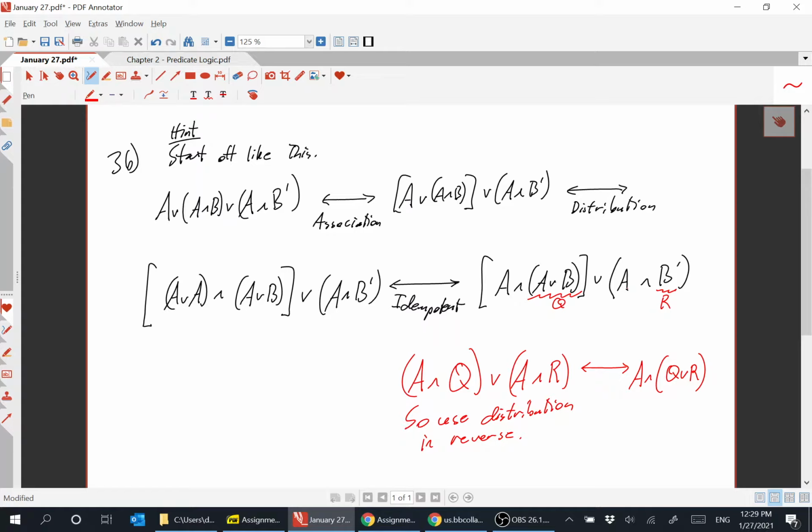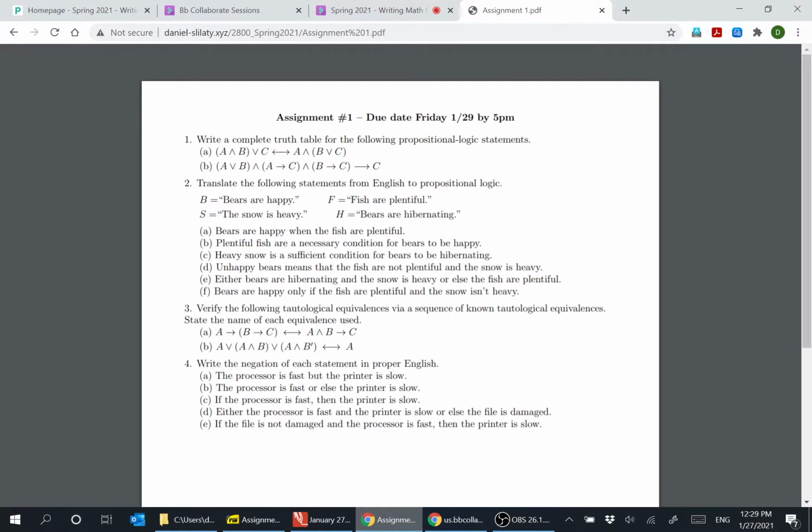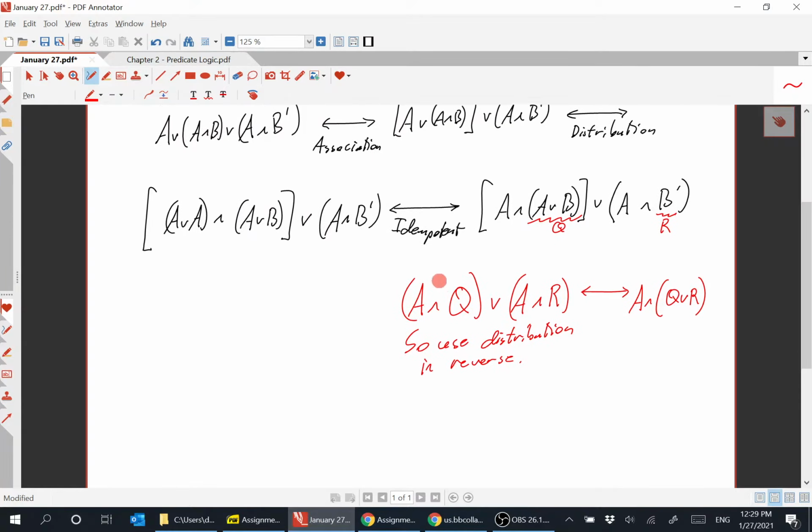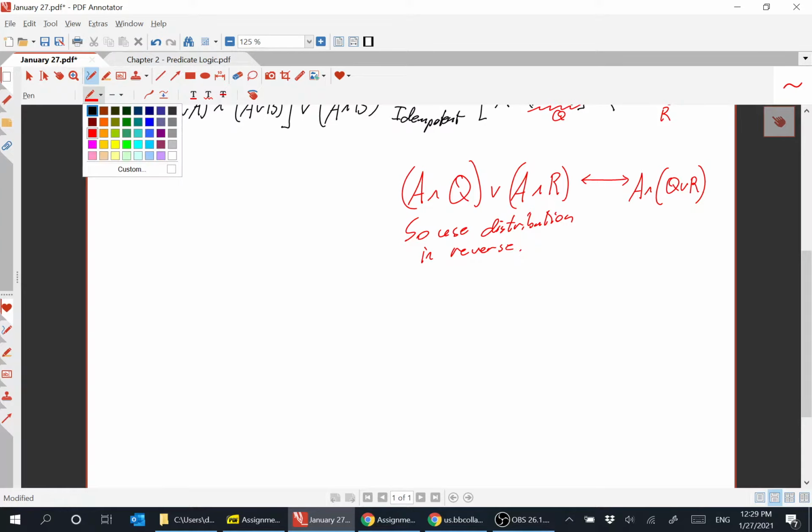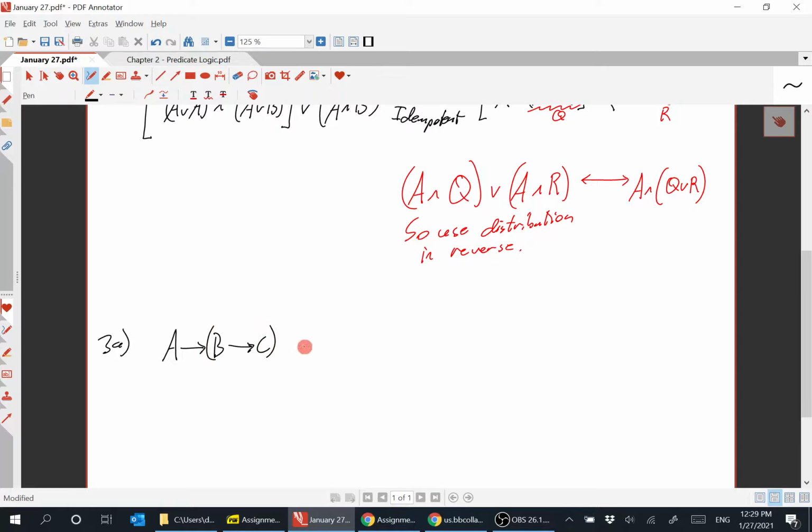Anybody else? I'm stuck on 3A. So 3A, that's that one. That's called the exportation rule. And so in 3A, you have A implies B implies C, and you want that to be equivalent to A and B implies C.